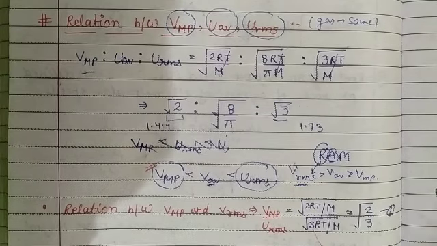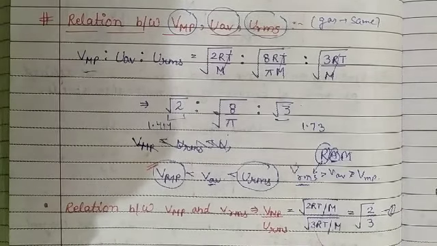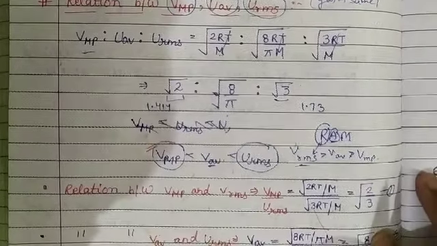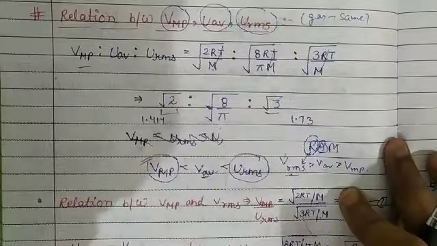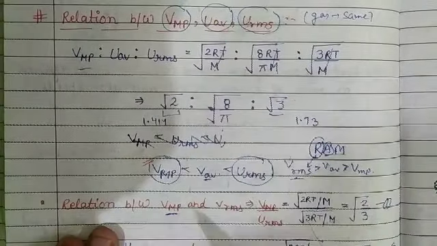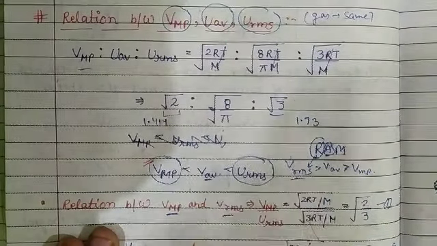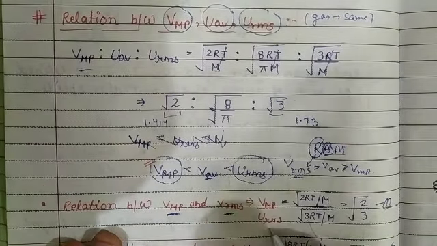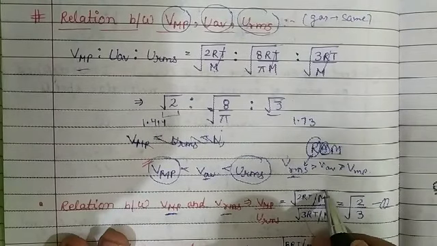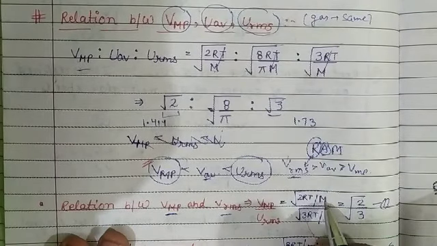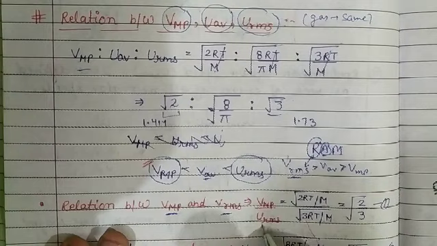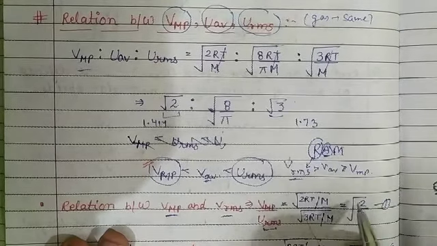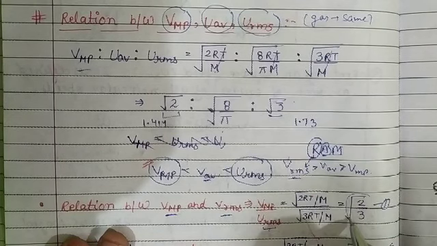Now we are going to discuss the relation between these speeds. The first relation we are going to discuss is between most probable speed and VRMS. Take the ratio of most probable and VRMS. Most probable is under root 2RT upon M, and VRMS is under root 3RT by M. So when we take the ratio, it will be root 2 by 3.